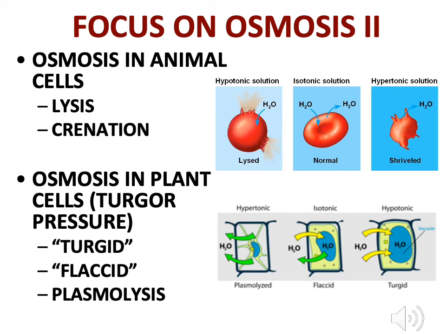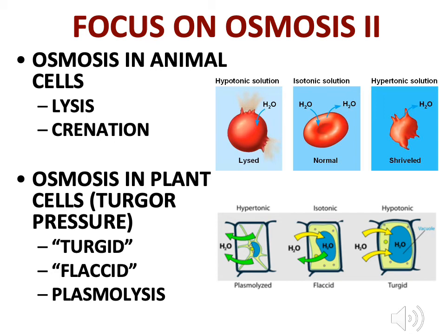Let's take a look at the situation in plant cells. Now, in plant cells, big difference. We have a cell wall surrounding the cell, which means when the cell increases in size, should osmosis occur, it's going to run into that cell wall. So the cell's inside of a box. So let's take a look at osmosis in plant cells.